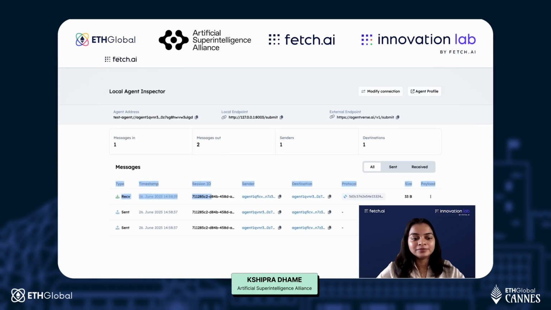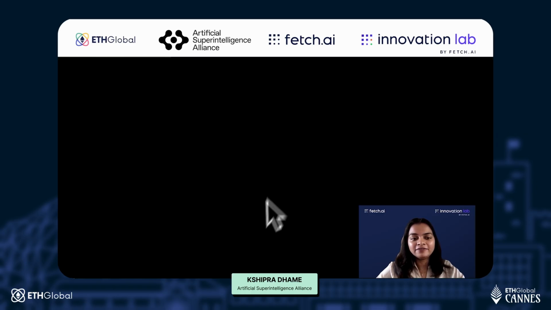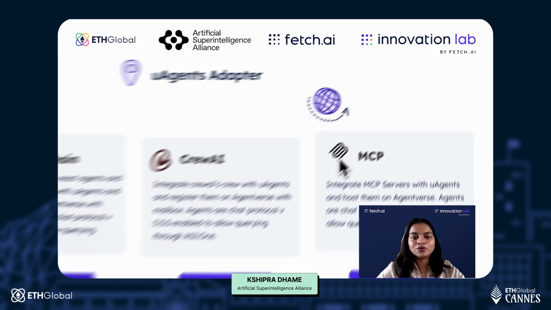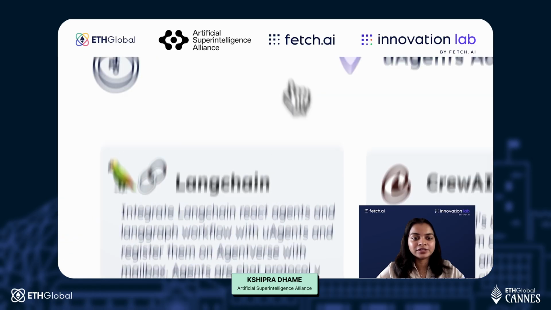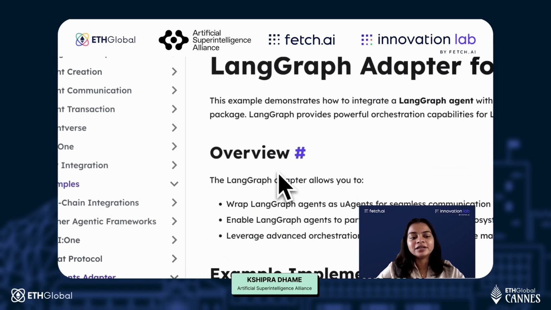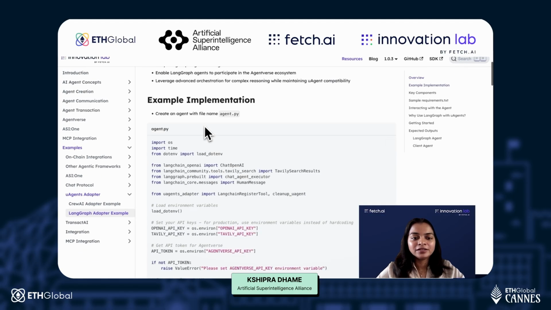Now let's go ahead. Now let's say you have some agents or you want to create agents using LangChain or GlueAI or MCP. So we have something known as the uAgents adapter. It's a package within uAgents which you can use to register these agents on Agentverse. So if we go to one of these guides here on the Innovation Lab resources, this is the guide that will help you register a LangGraph agent to Agentverse.